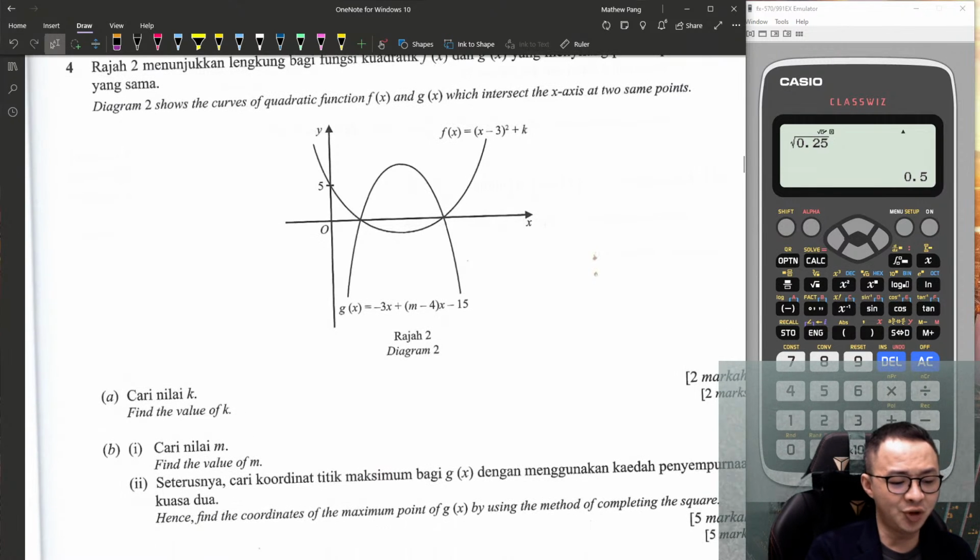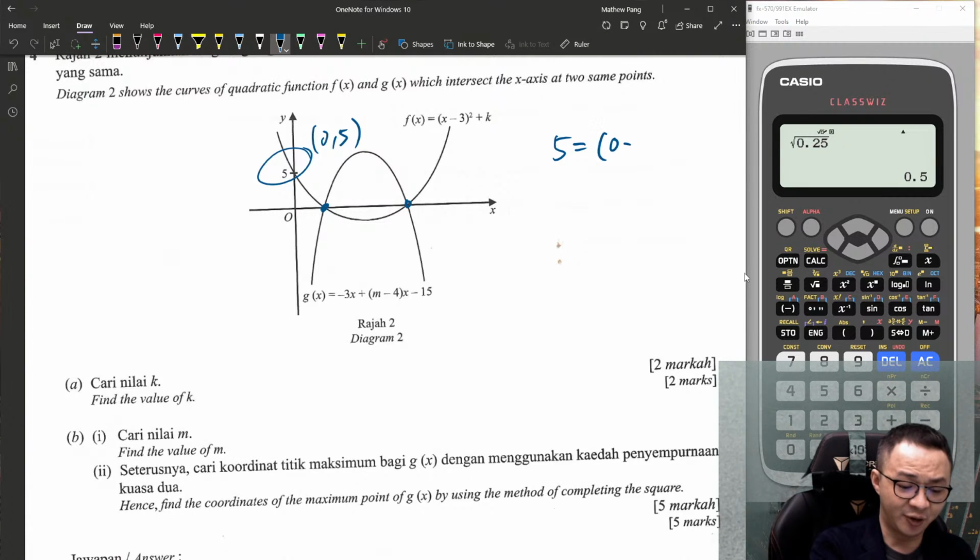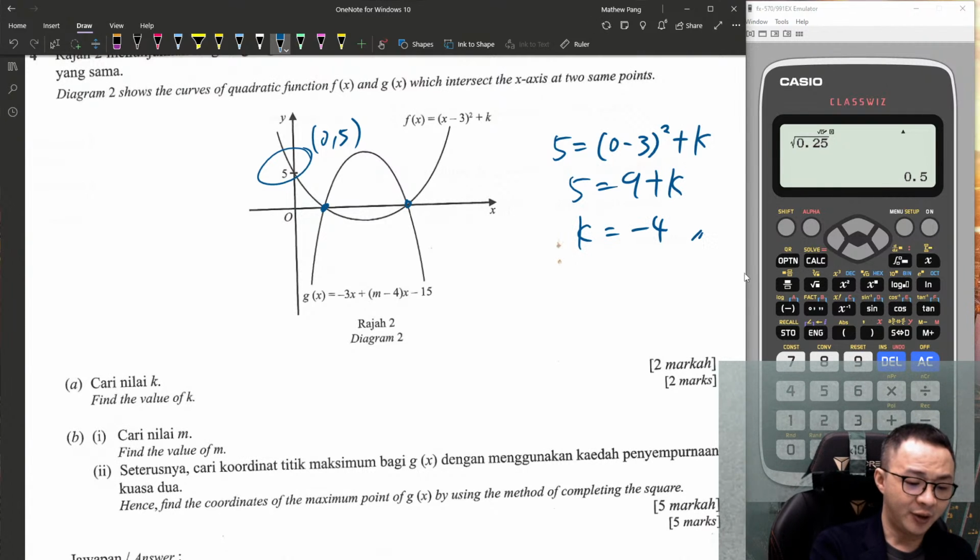So in diagram 2, we show the curve of quadratic function f(x). We have f(x) and we have g(x) here, with both of them intersecting the x-axis at the same point. So find the value of k. I got this one is (0, 5), right? Yeah, sub into the f(x). 5 equals (0 minus 3) squared plus k. Okay, so this is 5 equals 9 plus k. k equals -4.